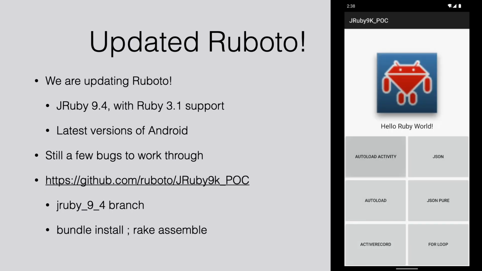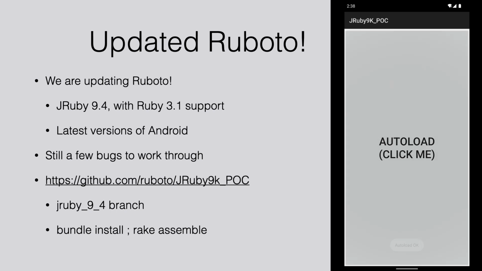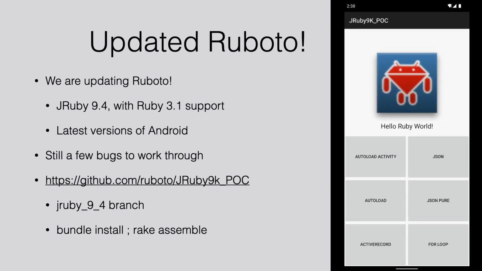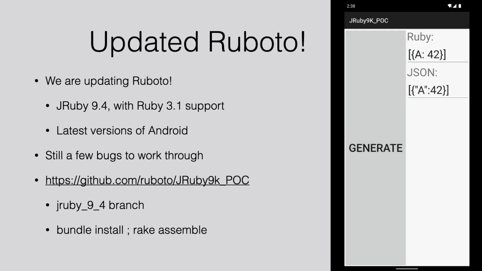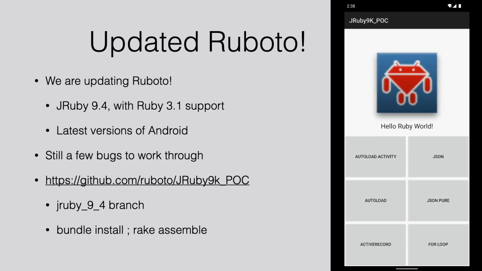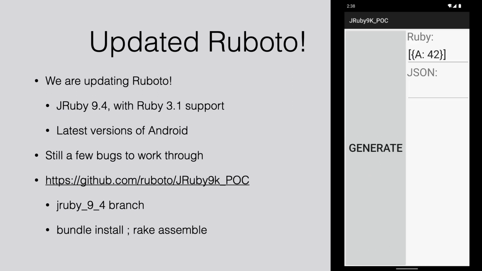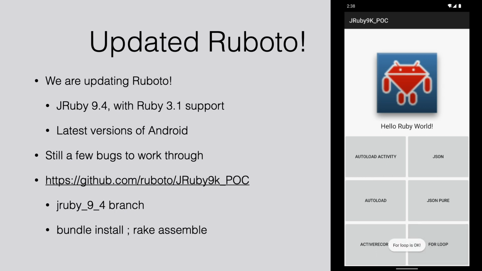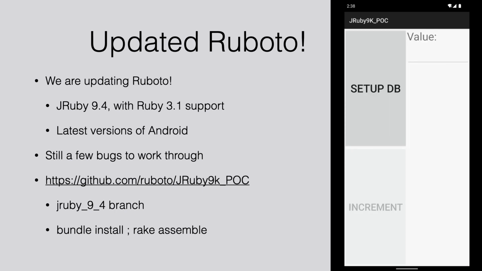Now, like I mentioned, we are updating Rubato with JRuby 9.4. It works well. We've got the proof of concept functional now. Here's just running through a few little simple graphical examples. If you're interested in checking this out, go to the Rubato organization on GitHub, and look for the JRuby 9K proof of concept repository.